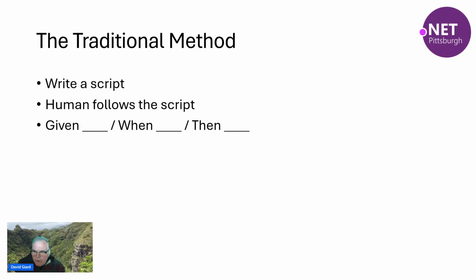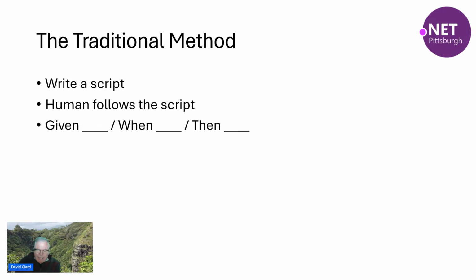The traditional way of doing user interface testing is to write a script, and the script is something like, given this, when this happens, then this should occur. So given that the user is on the shopping cart page, when they click the buy now button, then it should add the shopping cart items to their order and process the order and display a page that says order complete with a list of what they are and maybe a link for tracking and sending an email out, whatever.